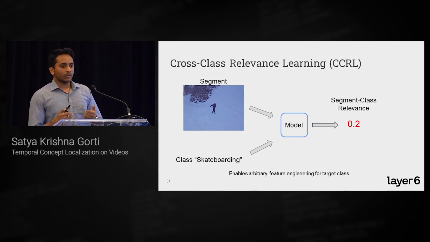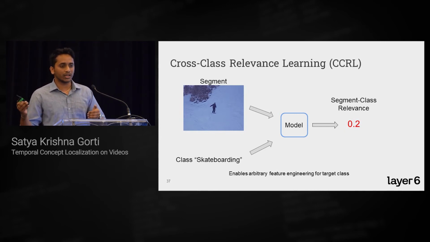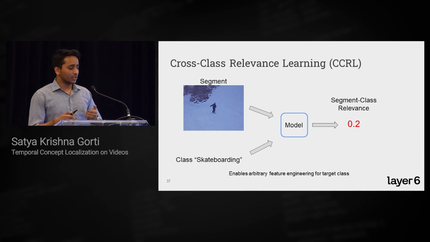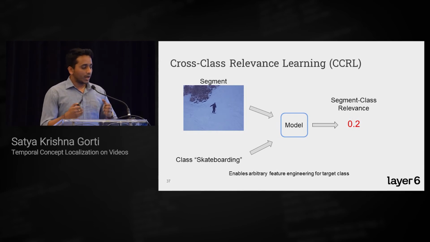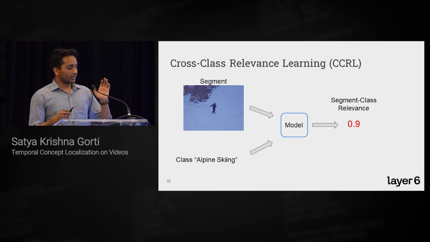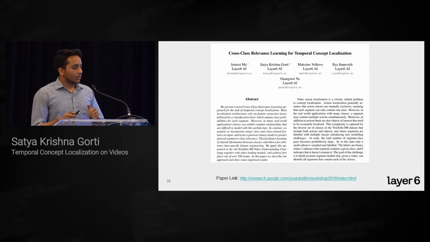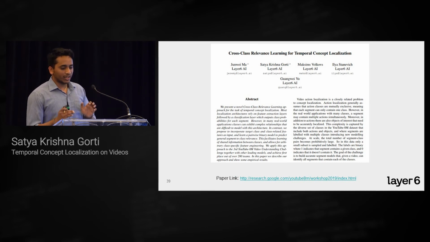But what this really opens up is the opportunity to do arbitrary feature engineering. So now we can actually encode how a target class co-occurs with other classes. And we can do a lot more feature engineering ourselves. Then we can pass all these features as input and try to predict a joint segment class relevance score. Another example is here. We have the class embedding of alpine skiing, and the segment is actually skiing, and we would want the model to predict a very high segment class relevance. So that is CCRL at a very high level.